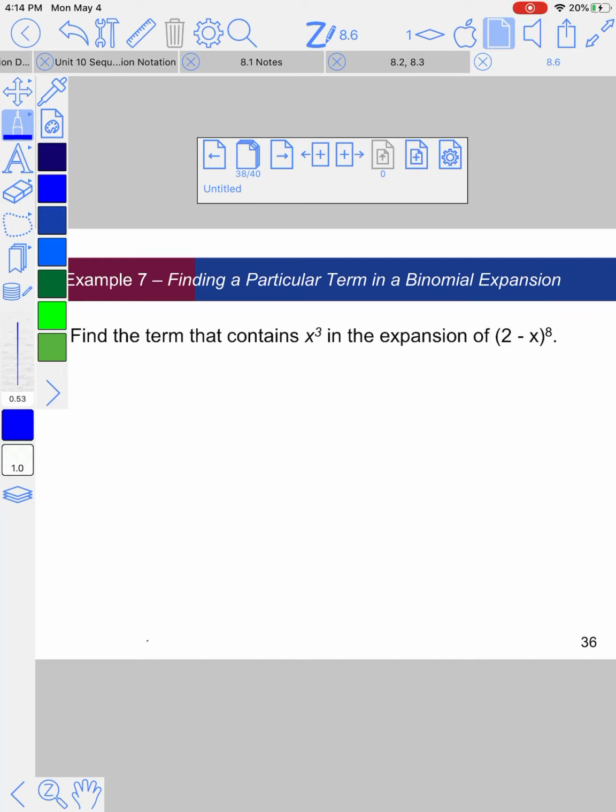Now, let's take a look here on this last one. Find the term that contains x to the 3rd. Now notice x is back here in the back. So I'm going to have negative x because it's a minus x to the 3rd. That means the 2 is out here in front, and they have to add up to be 8. So this is a 5. So 2 to the 5th times negative x to the 3rd. This is going to be 8 choose whatever that number is there, which in this case is 3.